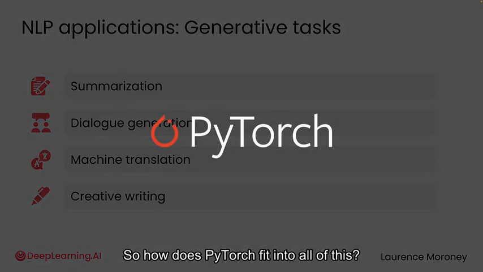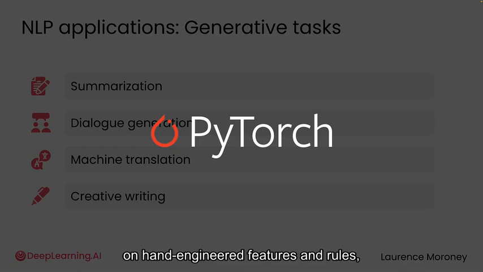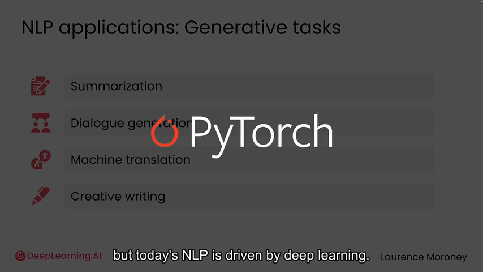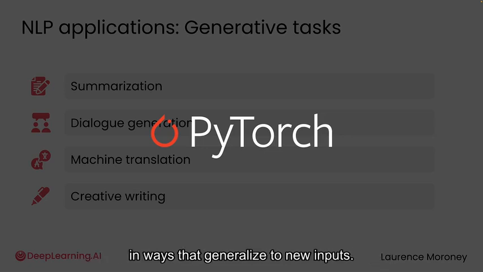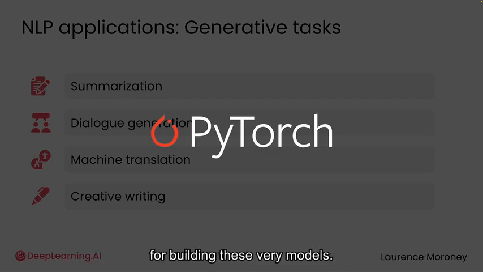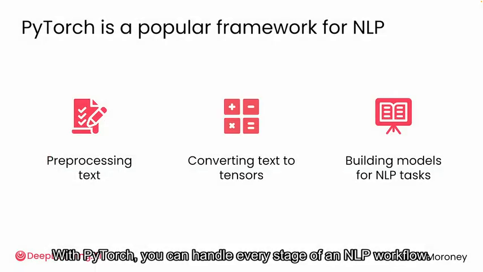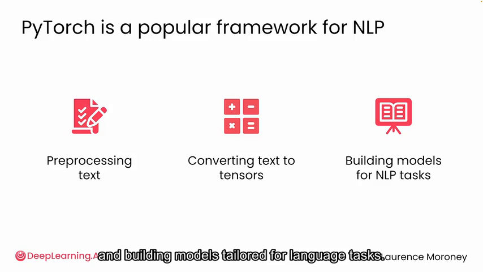So how does PyTorch fit into all of this? Well, over the last decade, NLP has evolved dramatically. Early systems were based on hand-engineered features and rules, but today's NLP is driven by deep learning. Modern models learn to represent and reason language in ways that generalize to new inputs. PyTorch has emerged as one of the most popular frameworks for building these very models. With PyTorch, you can handle every stage of an NLP workflow. It provides utilities for pre-processing text, converting it into numerical tensors, and building models tailored for language tasks.